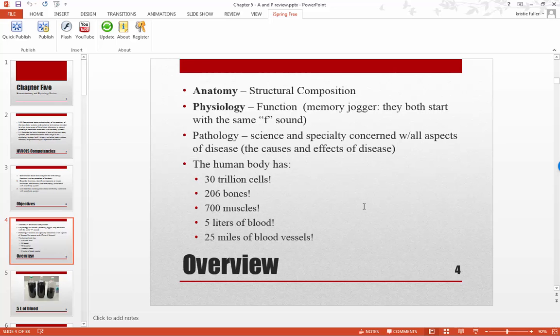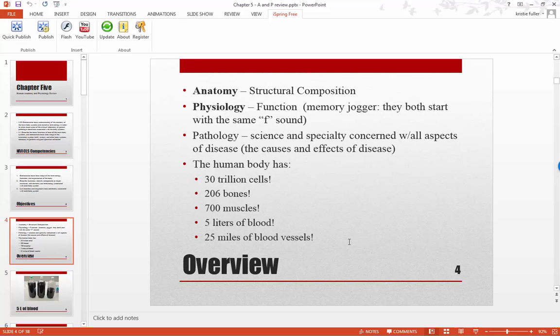We're going to start right out with a couple of terms that you need to know. Anatomy is the structural composition, and physiology is the function. I always remembered it the way it says here: physiology starts with the same sound as function. So physiology is function, anatomy is structure. They often go together as anatomy and physiology, but you should know the difference.